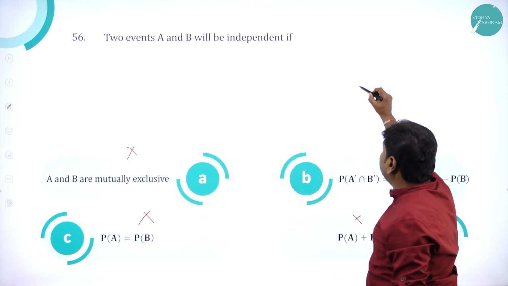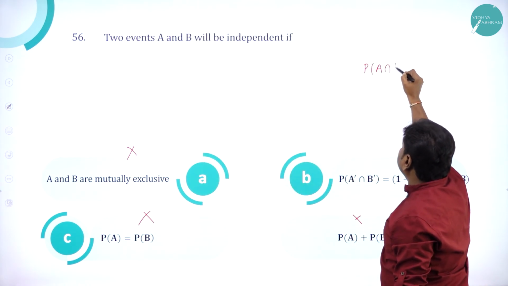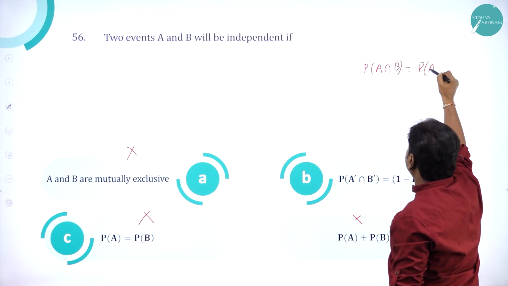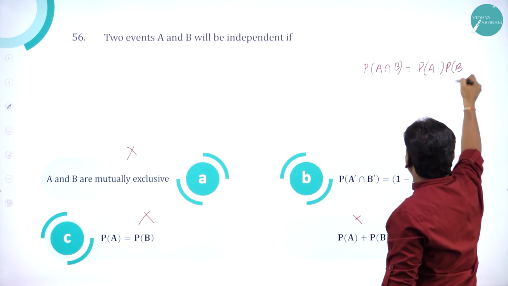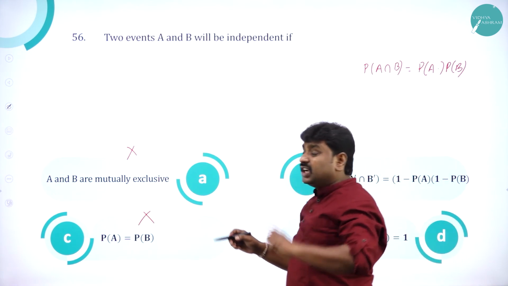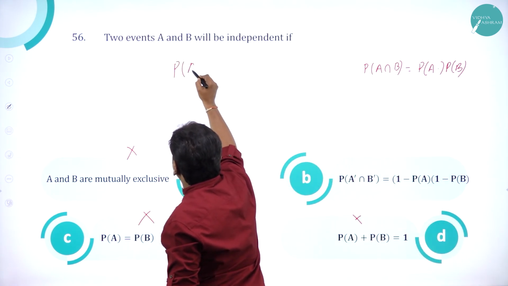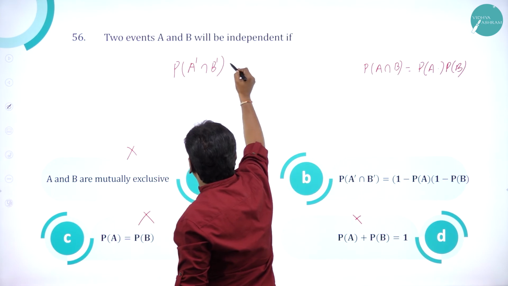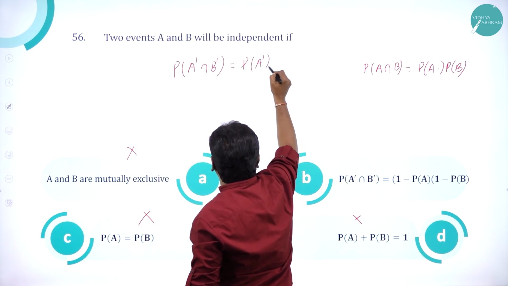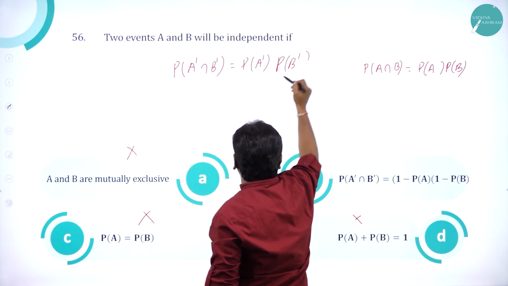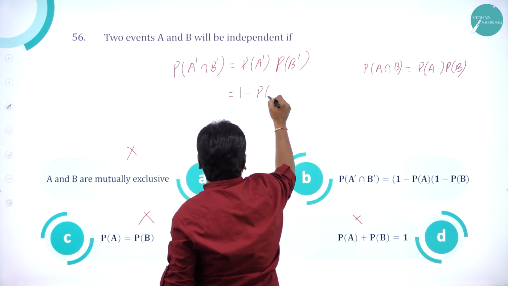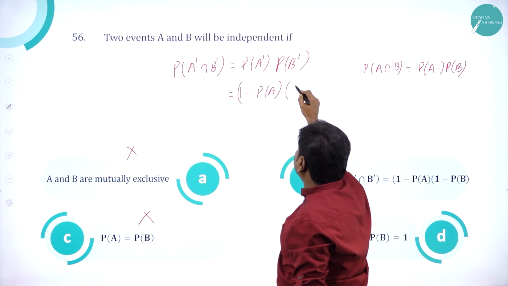But you know, if the events are independent, we have learned that P of A intersection B is equal to P of A into P of B. And you have also one more theorem that if events are independent, their complements are also independent. A dash intersection B dash becomes P of A dash into P of B dash. And if this is true, then I can write 1 minus P of A into, all of you know what is P of A dash? 1 minus P of B.